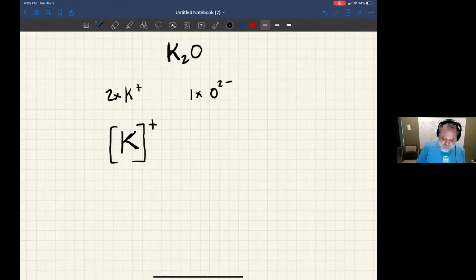So there's 2 potassium ions, and so I want 1 on the left, 1 on the right. And then I want to do the same thing for the oxide.